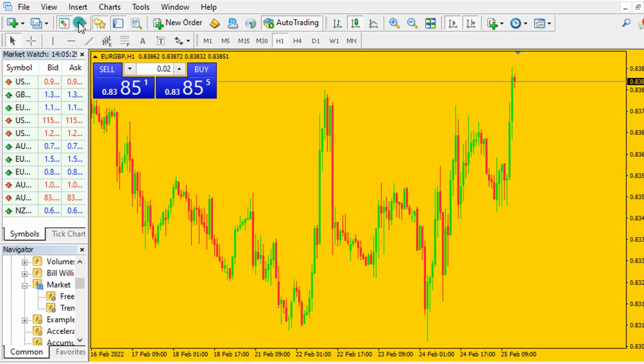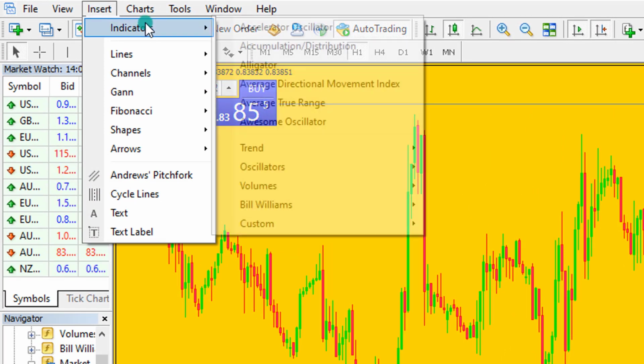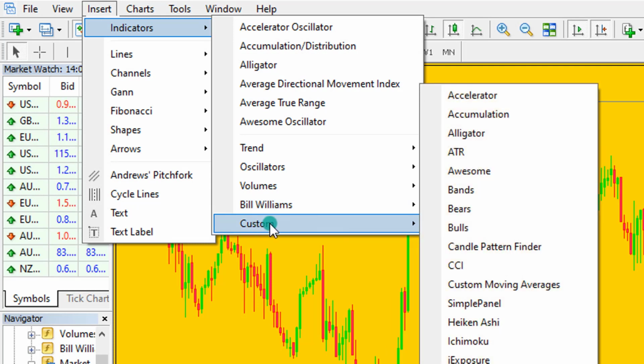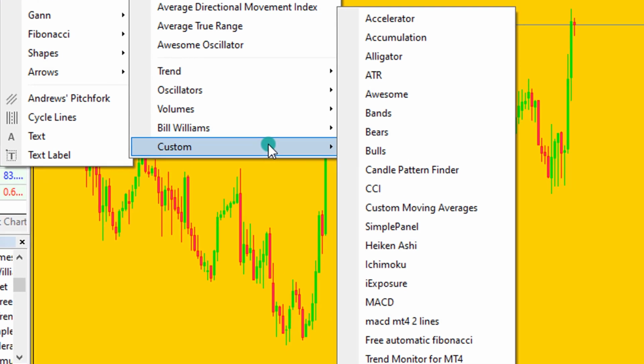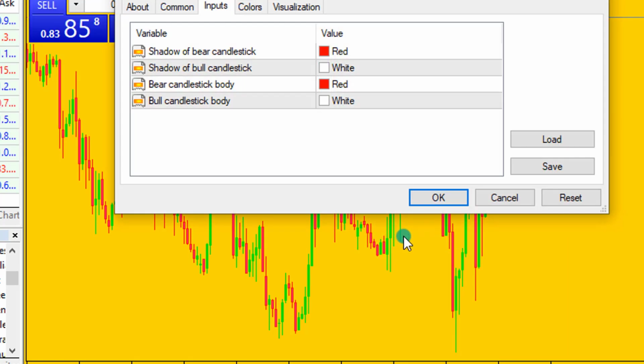To set up, you will come to the Insert option from the MT4 platform. Then go to the Indicator option here. Then a page will appear. There you have to select the Custom option. You can see below there is an option called Custom. You have to click on this option. After clicking here, you need to find the Heiken Ashi indicator. Here it is. I can see this indicator in the middle here. So you have to click on this indicator.